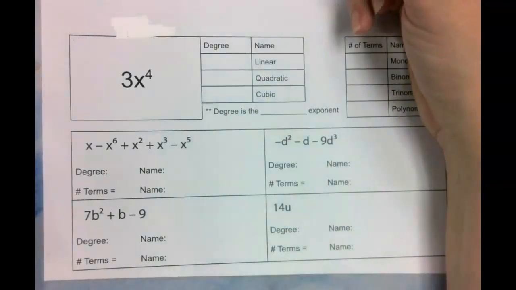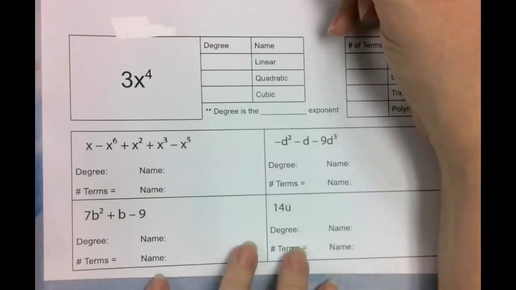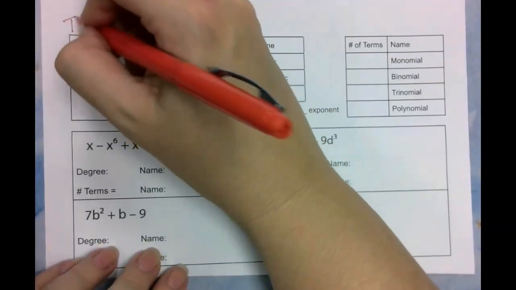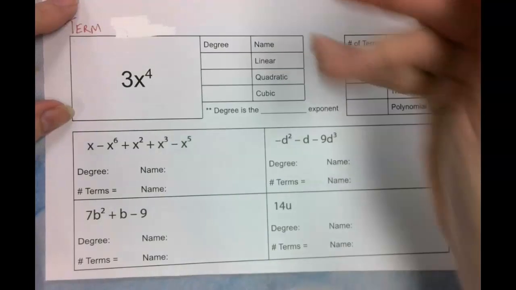Morning, we're going to start off with some vocab and some basic words that we're going to be using in this next unit or two. So the first one is, this thing right here is called a term. T-E-R-M. And it consists of several parts.